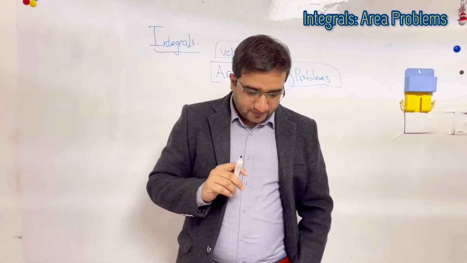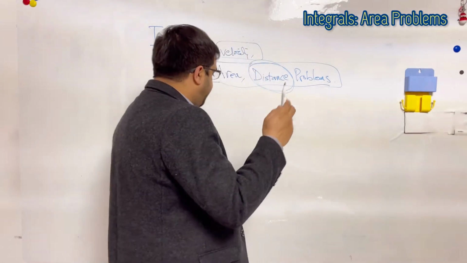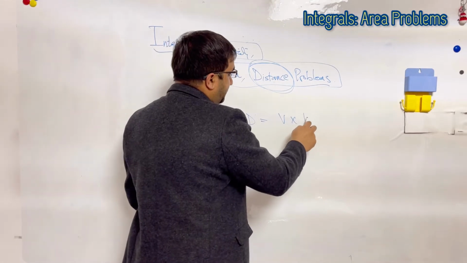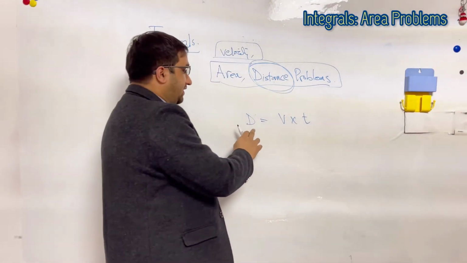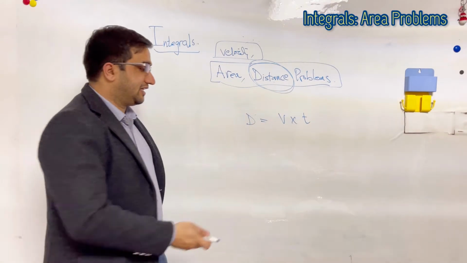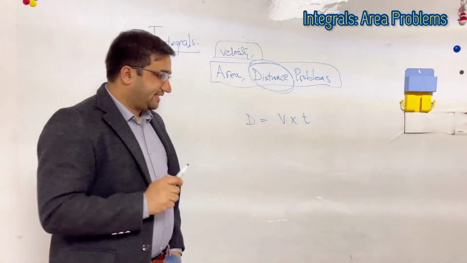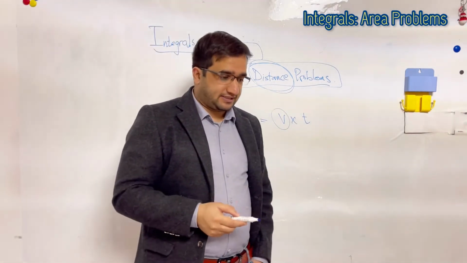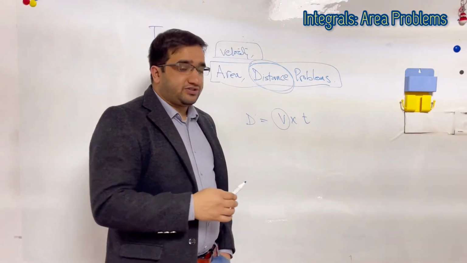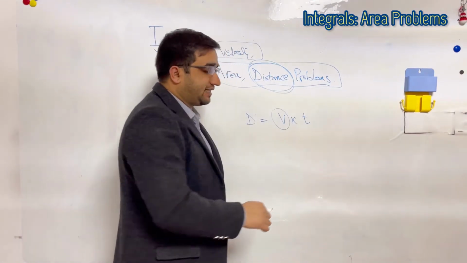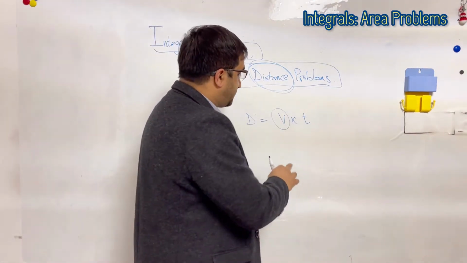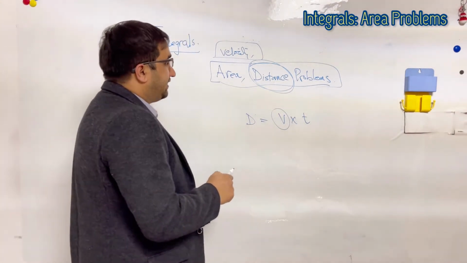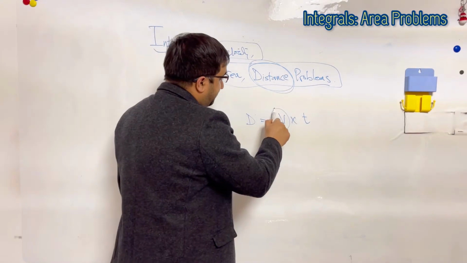At that time, you know the formula for calculating the distance. Distance is velocity into the time. This is the formula, velocity into the time to calculate the distance. But at that time, this thing was constant, meaning whatever you were talking about, the velocity of that particle was supposed to be constant at every time. Now here we will see that velocity is changing.